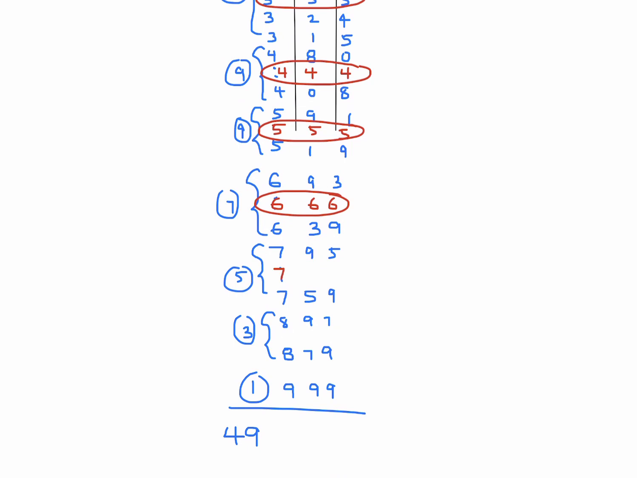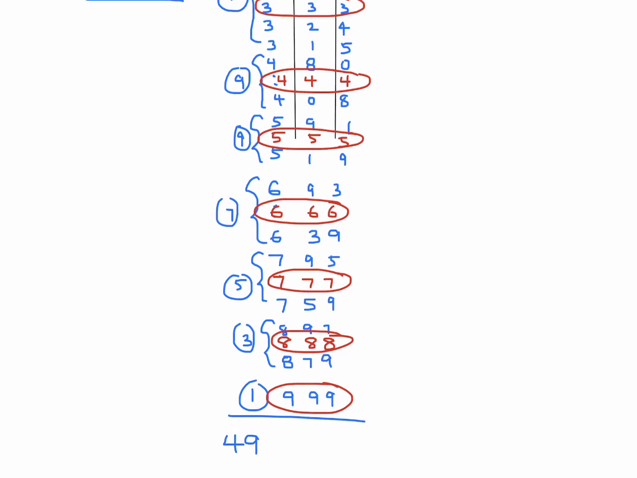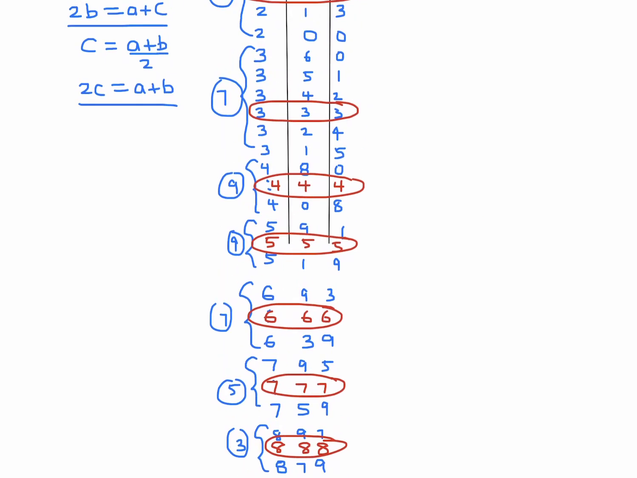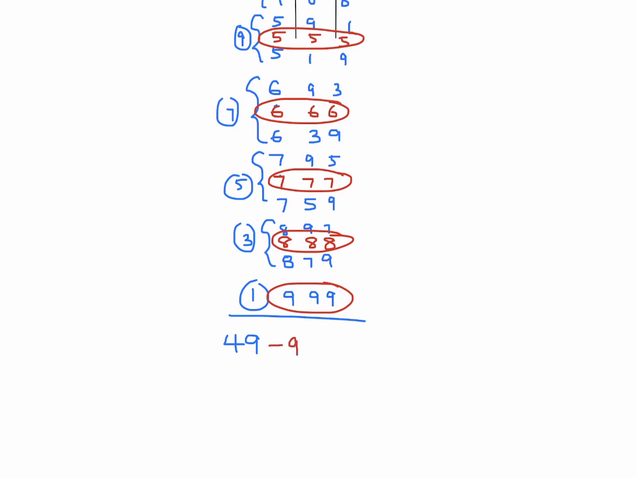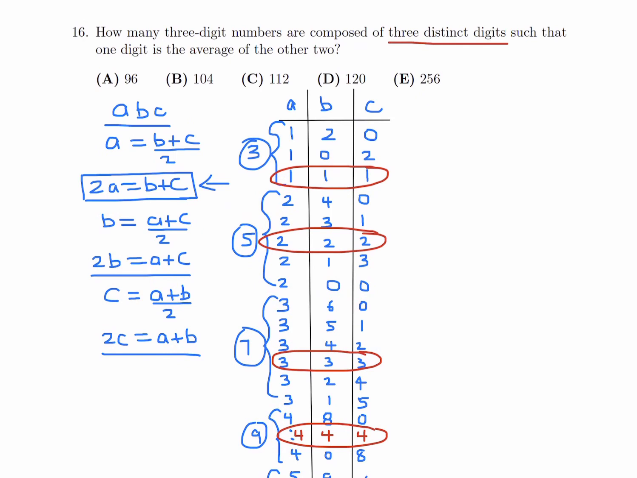The 7, 7, 7. The 8, 8, 8. And of course this 9. So how many do I have to eliminate? 1, 2, 3, 4, 5, 6, 7, 8, 9. So 49 minus 9, that is how many I get. For which one? For this scenario, A, B, C, when 2A is equal to B plus C.